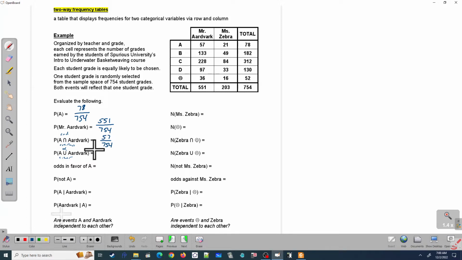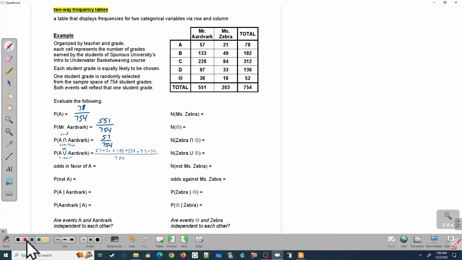So I could, and I'm going to write this in, again, as fine print, I could just manually say, okay, I'm going to take my 57, and I'm going to take my 21, but then I'm going to go down the line. I'm going to go 133, and 228, and 97, and 36, and I'm going to divide that all by 754.